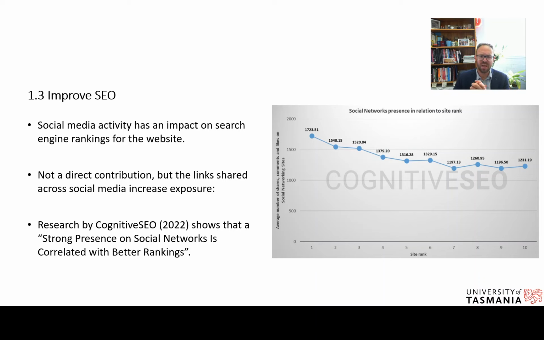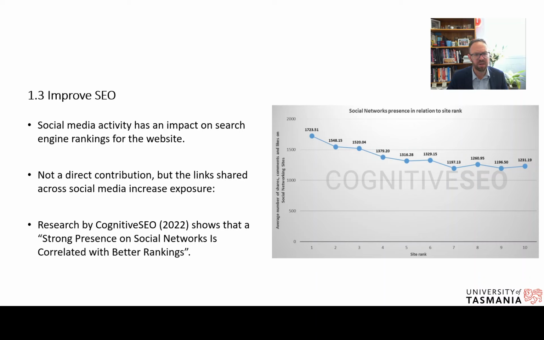Now there's not a direct contribution from social media to search engine optimization, because remember, search engine optimization is for your website, whereas social media is for your platforms, your social media apps. But the links shared across social media do increase exposure to the websites, and often you'll see businesses, when they're posting things on social media, have links to websites, so that increases traffic, and that also helps with search engine optimization.